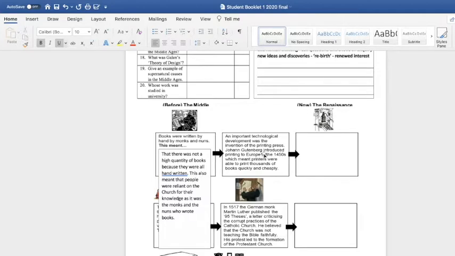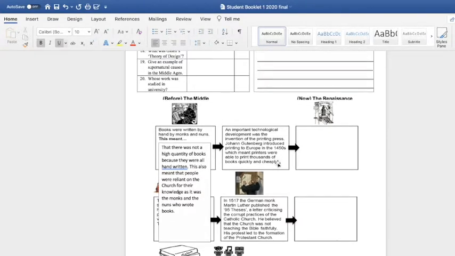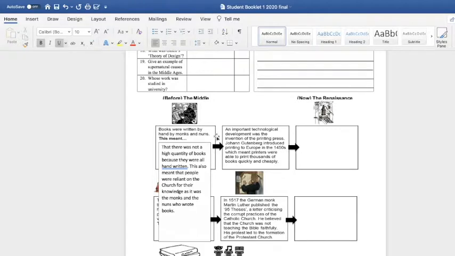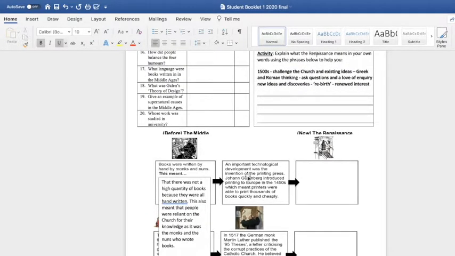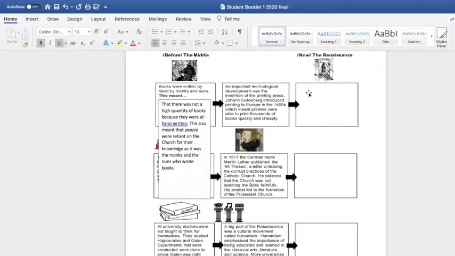So let's find out what a printing press actually is. Johann Gutenberg introduced printing to Europe in the 1450s, which meant printers were able to print thousands of books quickly and cheaply. So straight away we see an impact here, and that is the impact it had on communication. And remember, we need to link back to medicine. So perhaps medical books and medical ideas and knowledge.